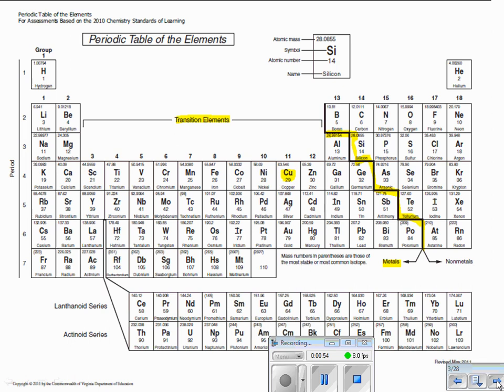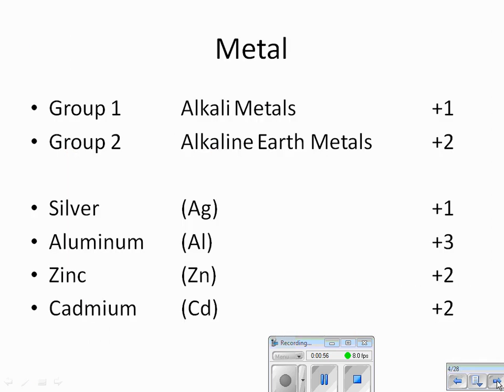But let's go back to our rules for ionic compounds. We know that if it is a metal from group 1 or group 2, they form very definite cations. We also know that silver, aluminum, zinc, and cadmium also only form one particular cation. Copper is not in this group. So it is one of those metals that can form a number of different cations.